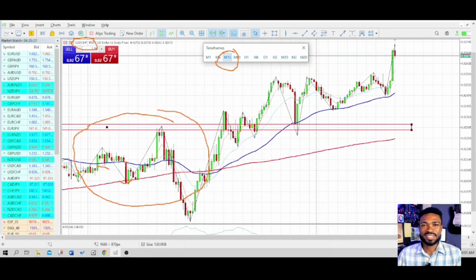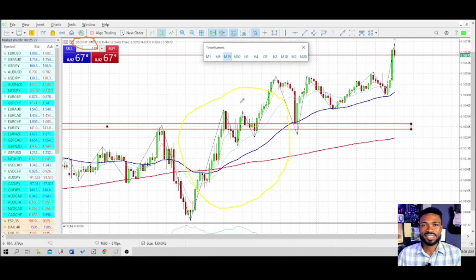But what about at this moment? At this moment, let's assume you open the chart and you saw the market was here. You have not seen all this. Is the market tradable or not?